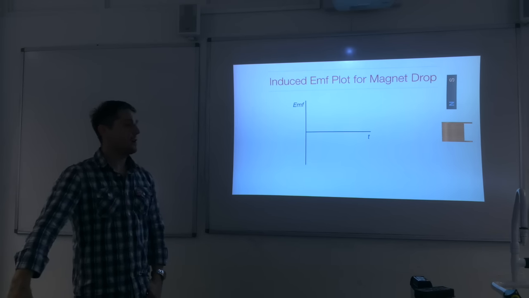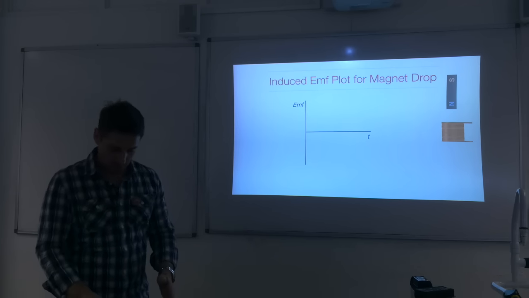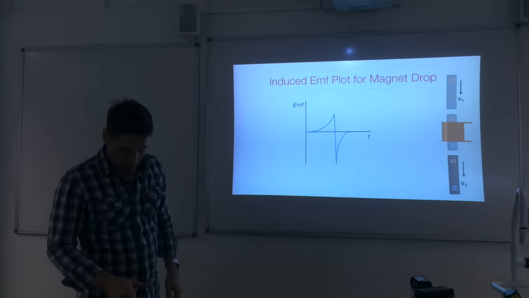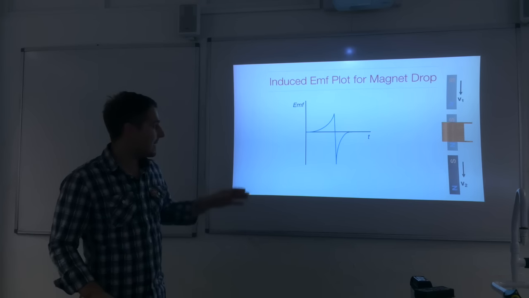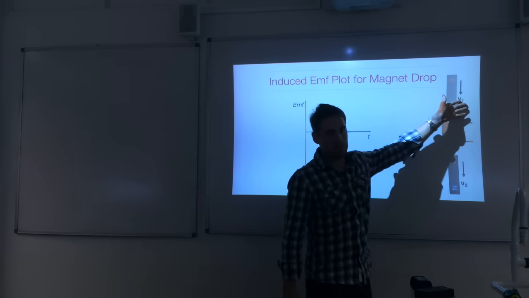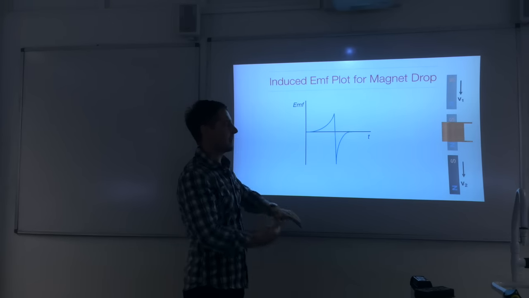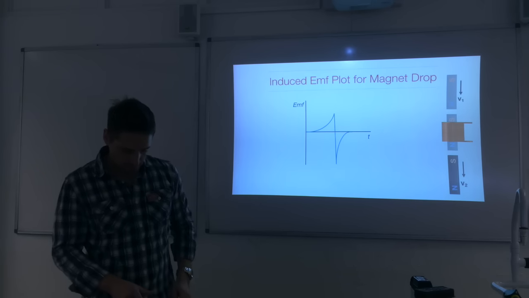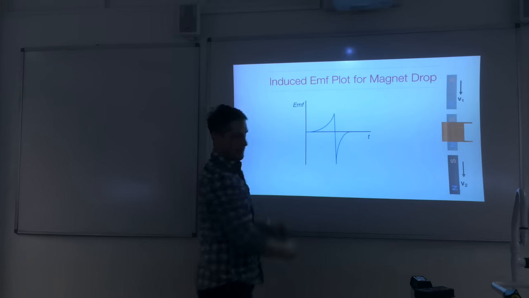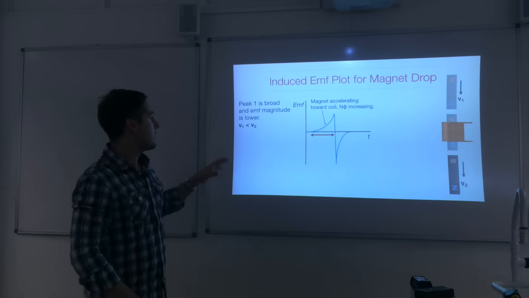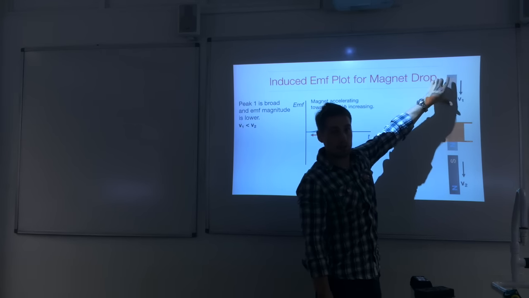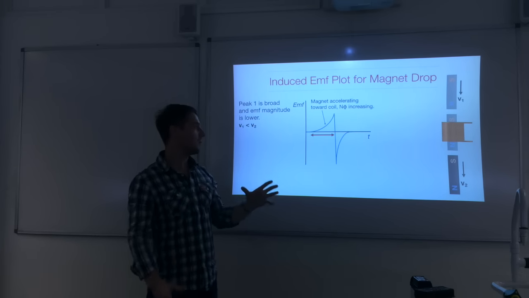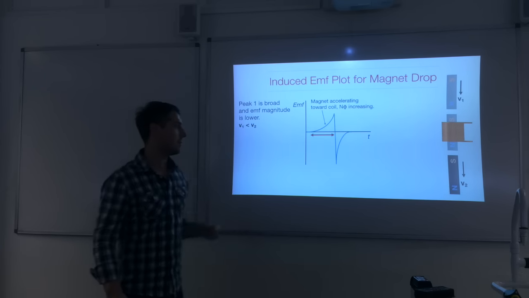Okay, let's look at the induced EMF output for the magnet drop. We get these two peaks, and so as the magnet moves towards the coil at velocity v1, but it's accelerating obviously, we're going to get the first peak of induced EMF. Now the peak is broad, so it's wide here, because the magnet is moving slower here, so it's close to the coil and influencing the coil for longer than it is when it's at the bottom and moving much faster.